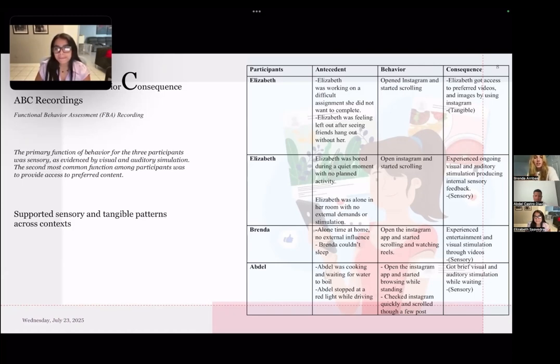Finally, we have Abdel, whose antecedent was cooking and waiting for the water to boil, or stopping at a red light while driving. The behavior was described as opening the Instagram app and starting to browse while standing. For the antecedent of waiting at the red light, it was to quickly check and scroll a few posts. Basically, the consequence was a brief visual and auditory stimulation while waiting. So it's going to be sensory.